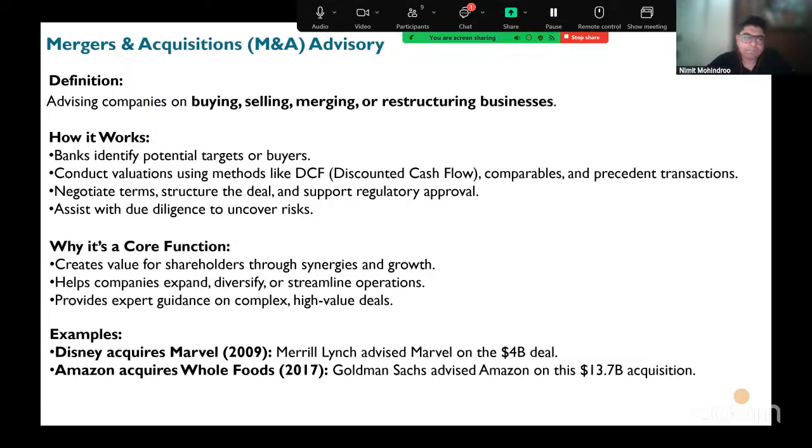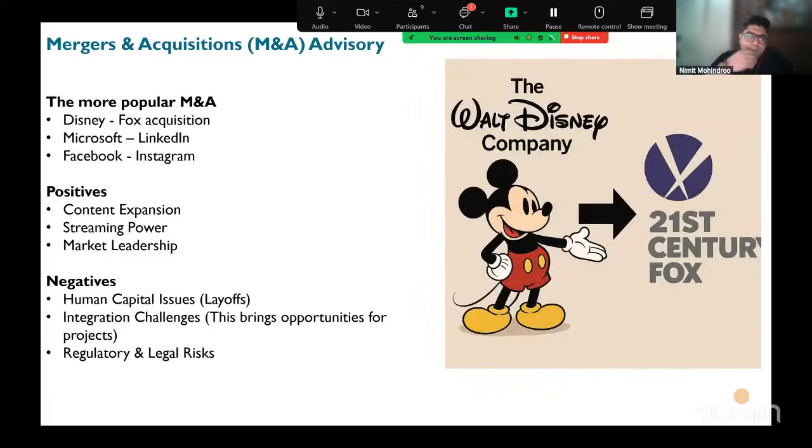Now, we're going to go just a little bit into why mergers and acquisitions can be a good thing and why mergers and acquisitions can be a negative. So let's look at the more popular ones: Disney acquiring 21st Century Fox, Microsoft acquiring LinkedIn, and Facebook acquiring Instagram. So these are really big deals and these are very known brands to us. So what are the positives? Positives on this occasion will be content expansion.